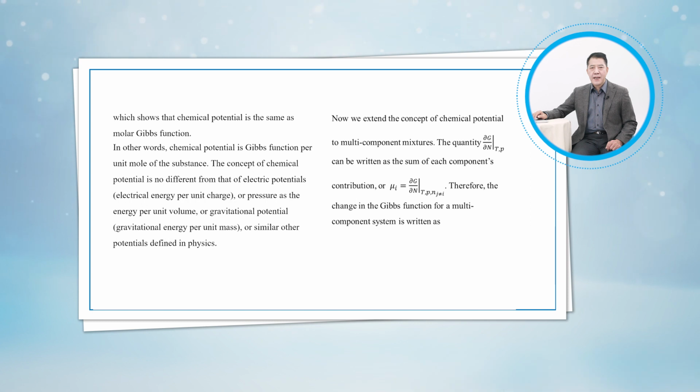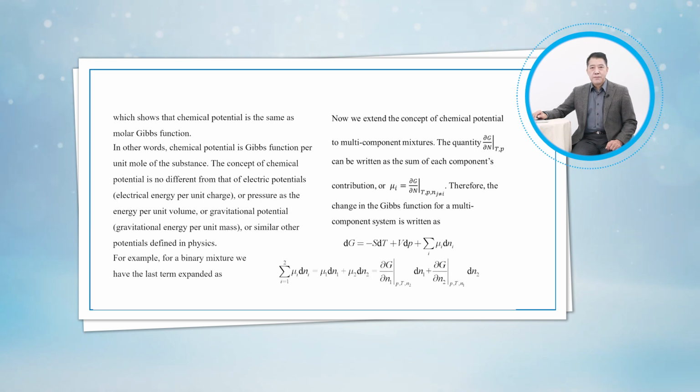Now, we extend the concept of chemical potential to multi-component mixtures. The quantity can then be written as the sum of each component's contribution. Therefore, the change in the Gibbs function for a multi-component system is written as follows. For example, for a binary mixture, we have the last term expanded as follows.